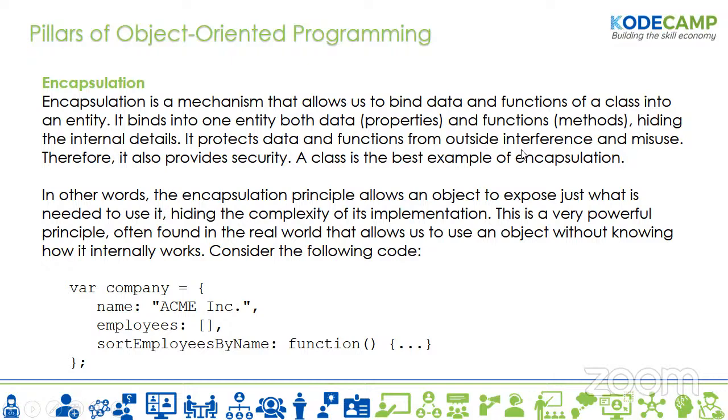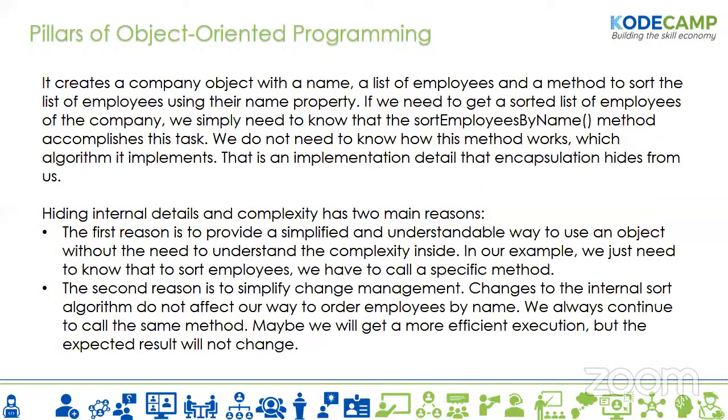Just what you want the other person to use, or what you want to use, and you're also protecting data and functions from outside interference, particularly in highly object-oriented programming languages like Java and C#. In most implementations, you have to create an interface and a connection before you can work on that. But we also have that in JavaScript, although JavaScript is not as object-oriented as other languages like Java and C#. So what are the reasons why we hide the internal data and complexities?